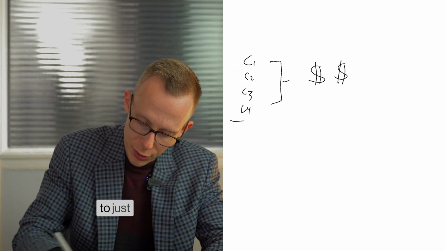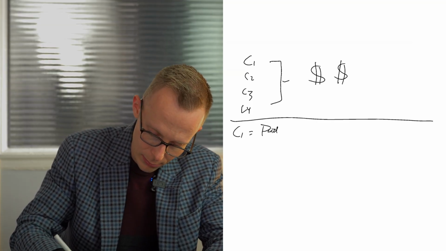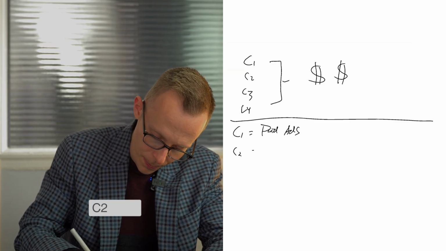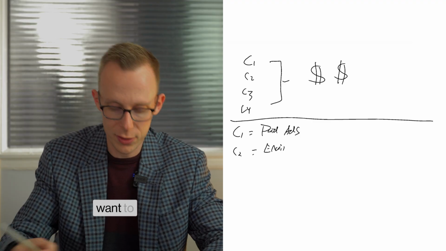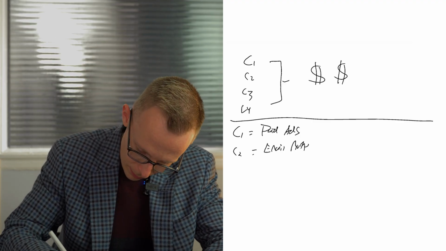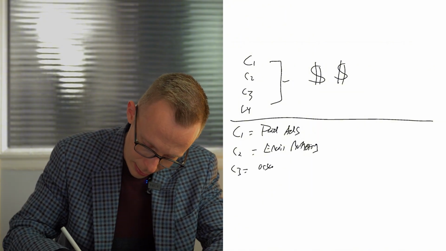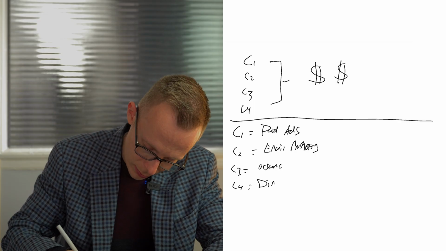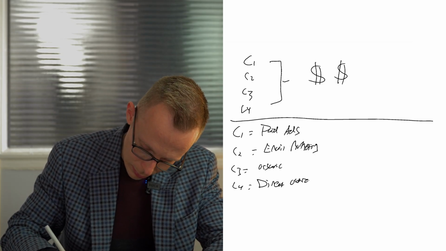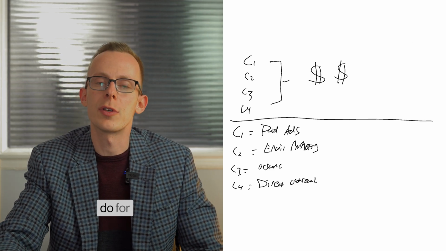Now, you don't have to just only do paid ads, right? So C1 might be paid ads. C2 could be email. Maybe you're not squeezing all the juice from your current fruit, so you want to start an email marketing campaign. Okay, maybe you're also doing organic. Maybe you have direct outreach. Okay, those are all examples of what you could do for different strategies.